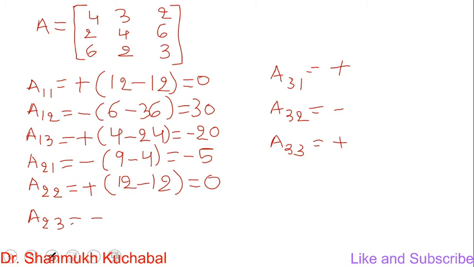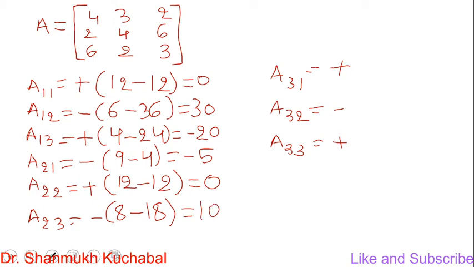Further, A23 we have to calculate. A23 is this element, and the corresponding row and column we have to eliminate. 4 2s are 8 minus 6 3s are 18. So that we have to write here. So it is 8 minus 18, and the simplification is minus 10 here.